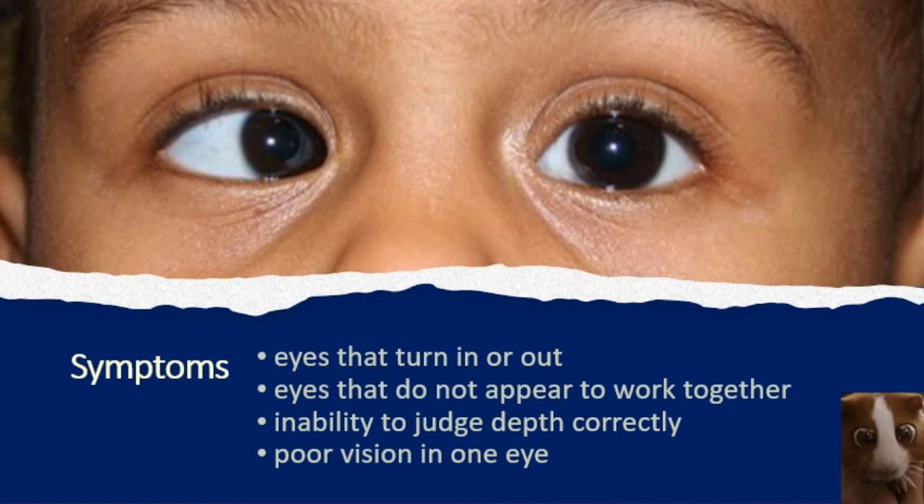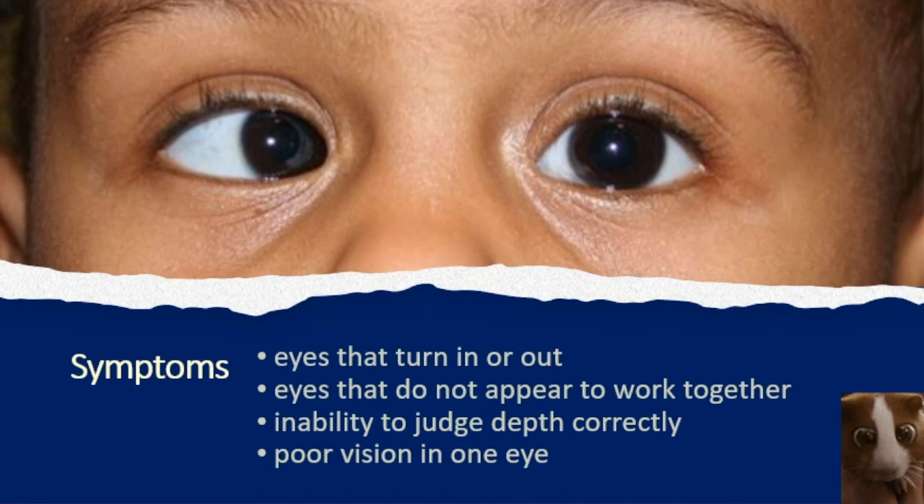So what are the symptoms? The eyes would be turned in or out, and the eyes do not appear to work together: one is going to the left, the other is going outward. Then you have inability to judge depth correctly, meaning they are unable to perceive that a tunnel may be deep, and then poor vision in one eye.